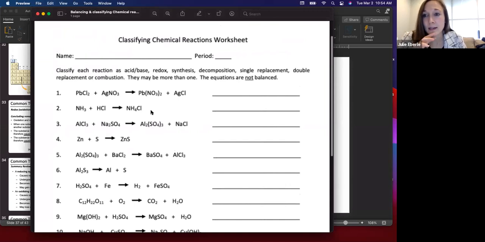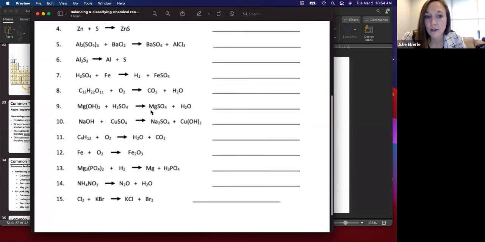And I'll give you a heads up. Often you can classify them as more than one way. Like you could classify it maybe as an acid-base reaction and a double displacement, for example, okay? So I'm just saying, if you can classify it both ways after we finish lecture today, please do so. And then you will upload this.